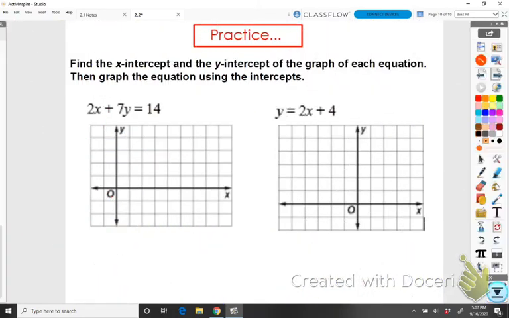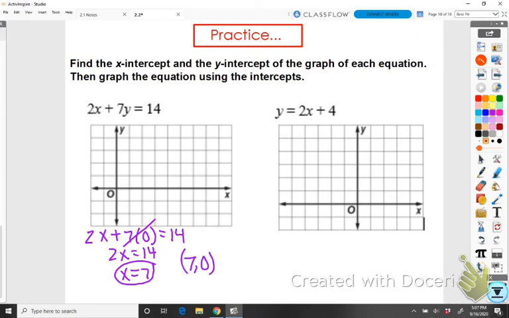So I'm not going to do both of these here just because I don't want the video to be too much longer. But let's look at the first one. So if I want the x-intercept, that means like y is 0. So you're going to have 2x plus 7 times 0 equals 14. These are going to work out nicely. 2x equals 14, so x is 7, which is the ordered pair 7, 0, which is right there.